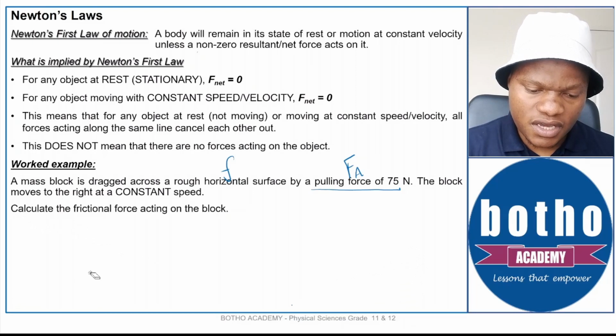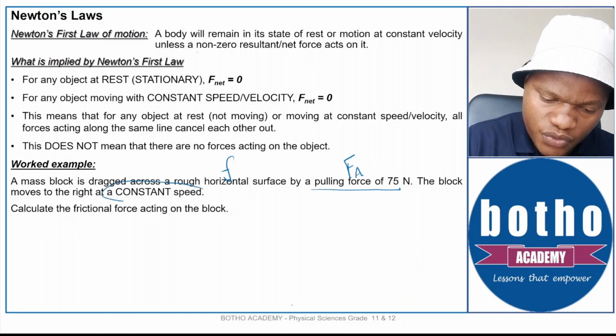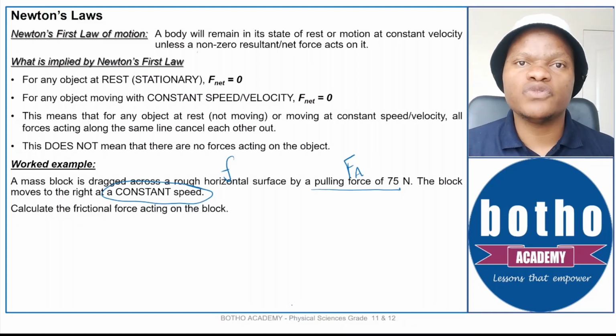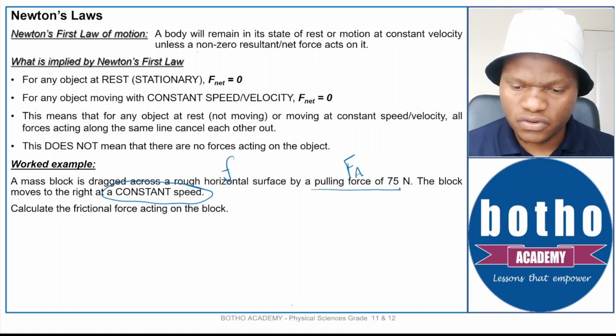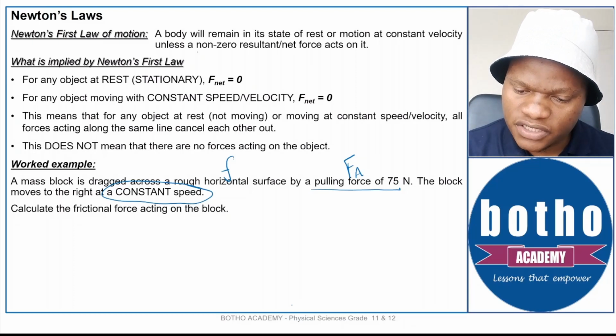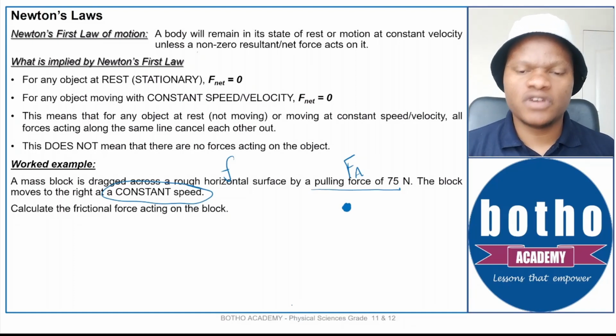So the block moves to the right at a constant speed. As soon as we see the words constant speed, we remember Newton's first law. Newton's first law tells us that if an object is moving at a constant speed, it means the F net there is equal to 0. So basically, if there was a free body diagram, this is why free body diagrams are extremely important, especially for your calculations.